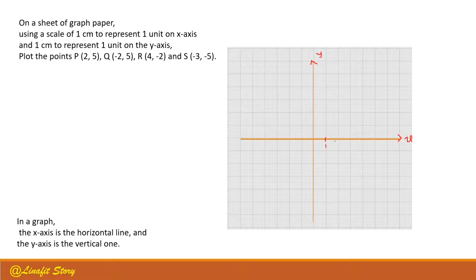So this is 1, 2, 3, 4, 5, and then here is -1, -2, -3. This is 1, 2, 3, 4, 5. And then over here, this is -1, -2, -3, -4, and -5.